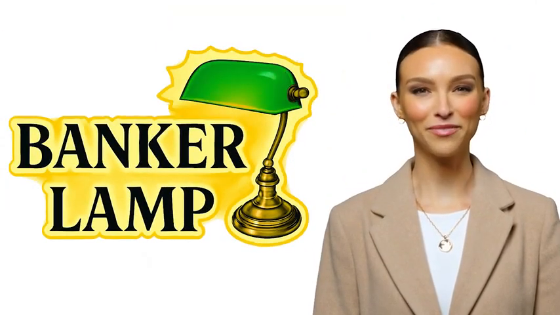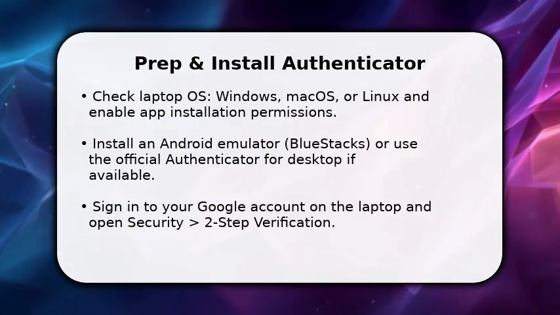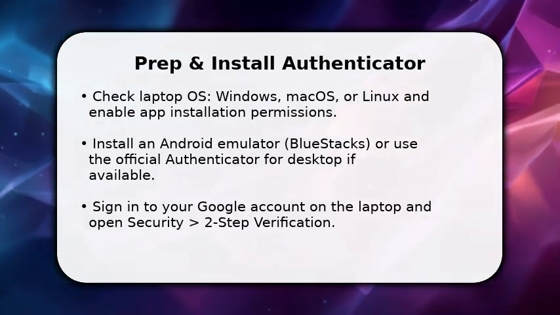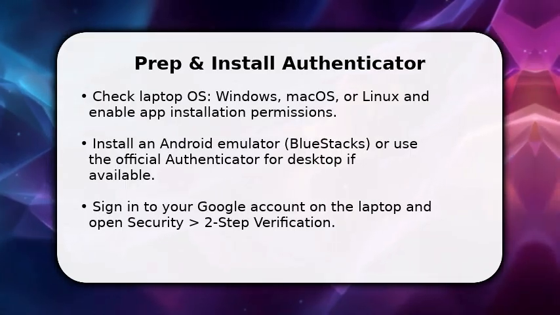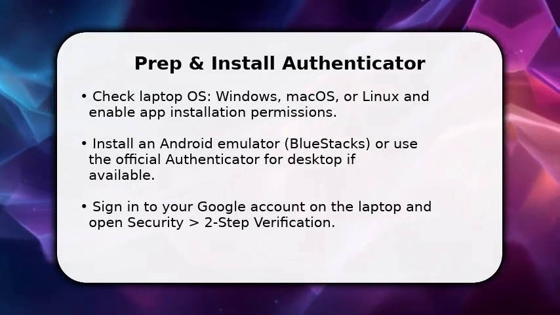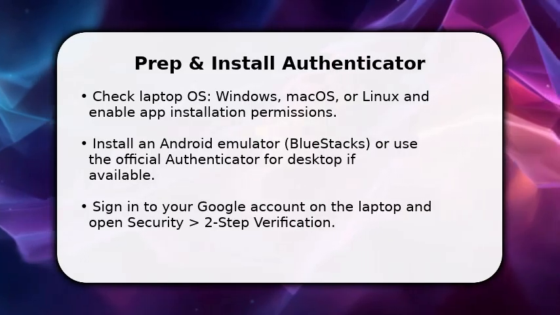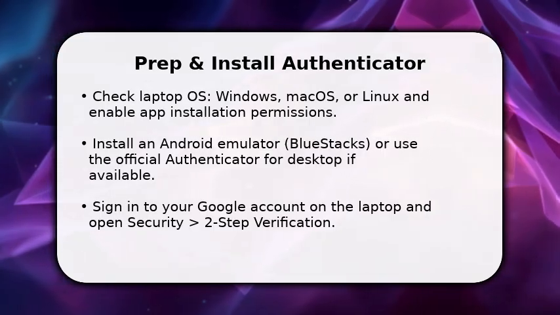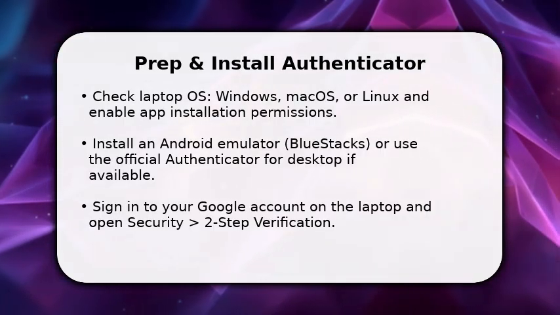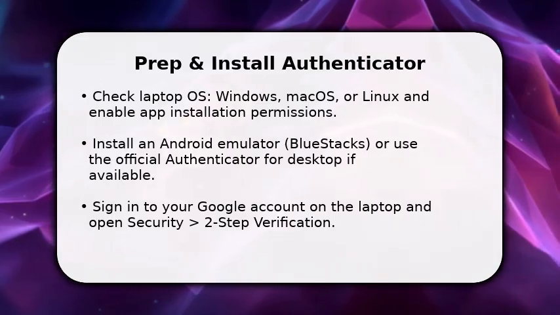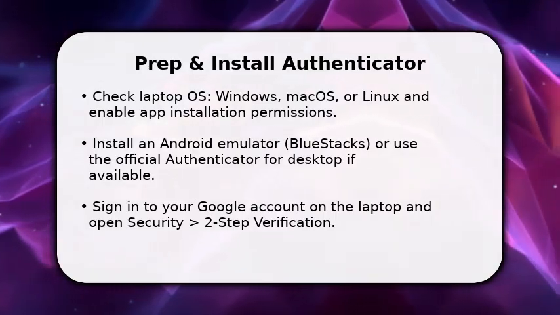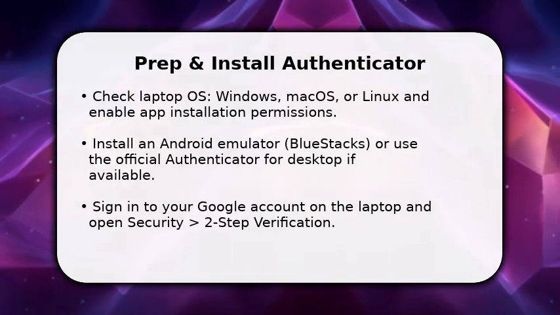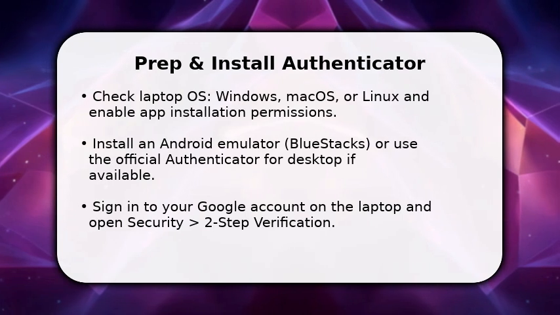Please enjoy the video. You'll begin by preparing the laptop and installing the Authenticator environment. First, make sure your OS allows apps and install an Android emulator like BlueStacks or use an official desktop client if provided. Once done, sign into your Google account and open security settings, then two-step verification. You're starting the pairing now. This avoids delays later. Make sure to keep your phone handy in case you need existing codes during setup, so you don't lock yourself out.